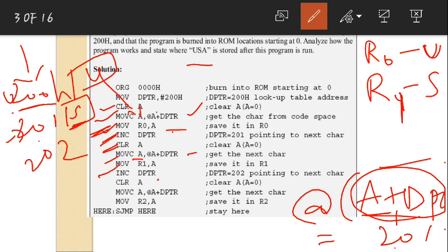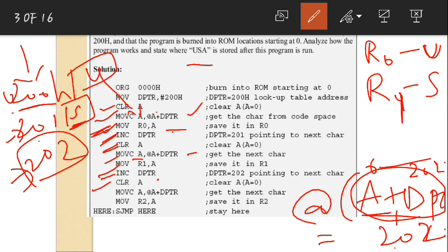After that, again I want to take information from 202. That means I need to increment DPTR. Next, again I'll make A equal to 0. Again the same instruction. So here A will be equal to 0 and DPTR will be pointing towards 202. So when I add 0 plus 202, the result will be 202.